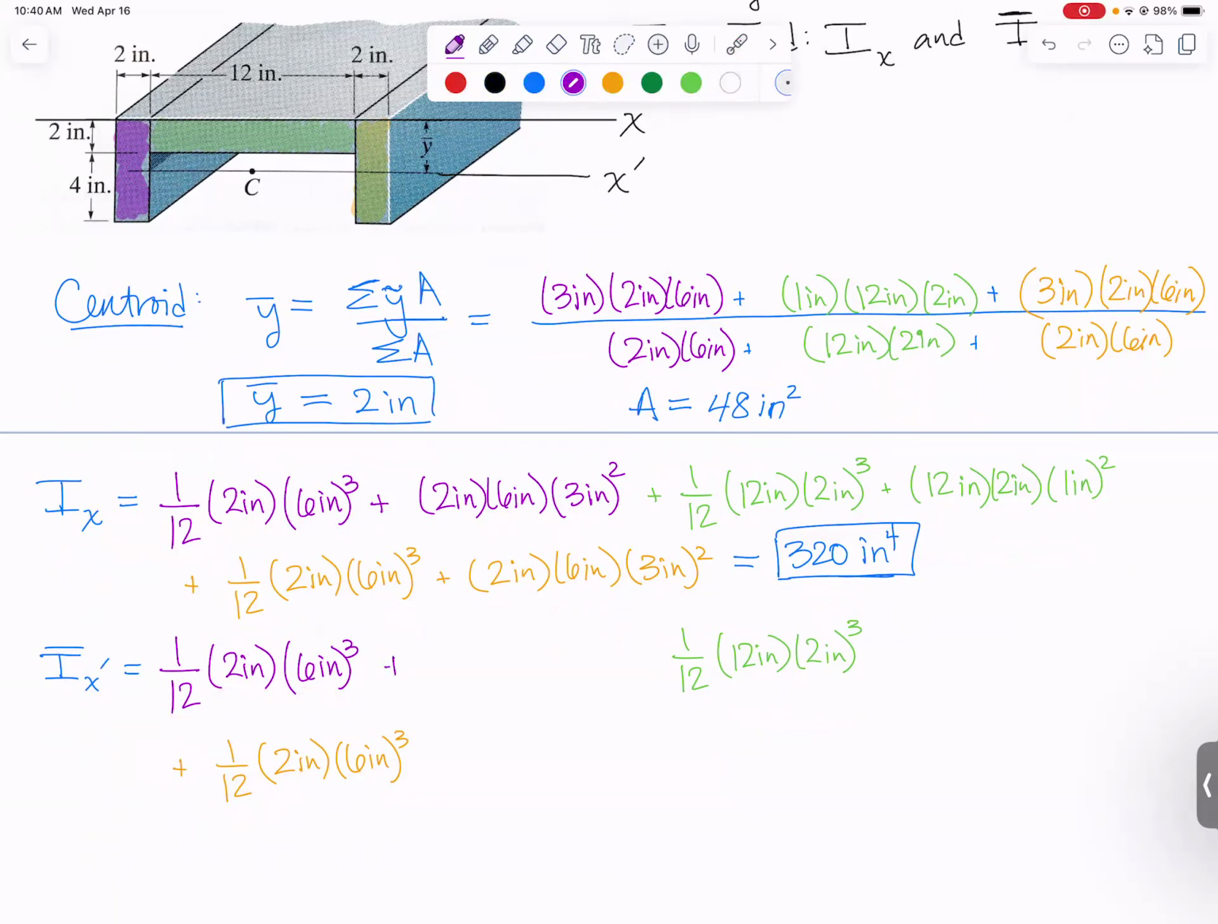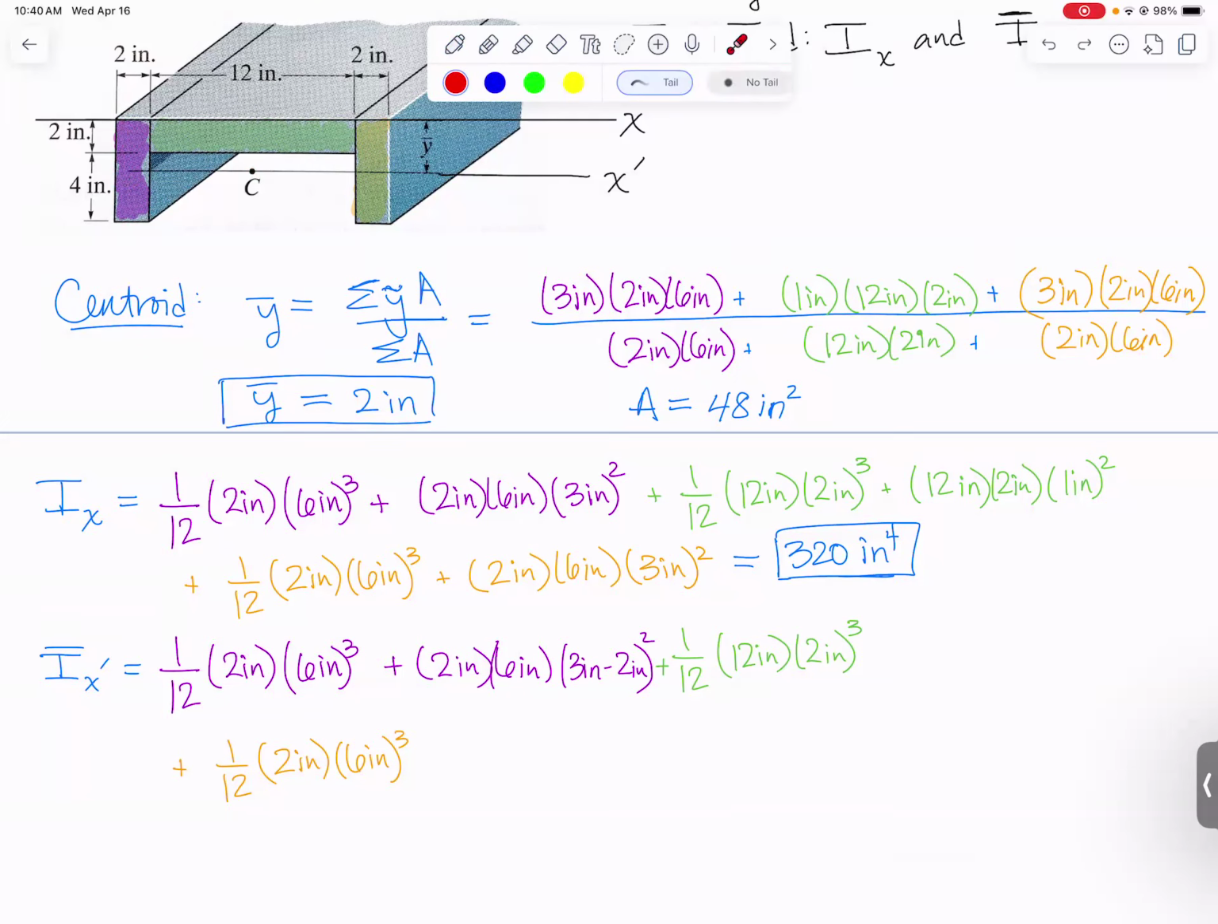Now I need to add to it its area, 2 inches times 6 inches. And then the distance now is the centroid of the rectangle itself is 3 inches down from the top. And the overall centroid y bar is the difference between the two. 3 inches minus 2 inches, and then we square that quantity.